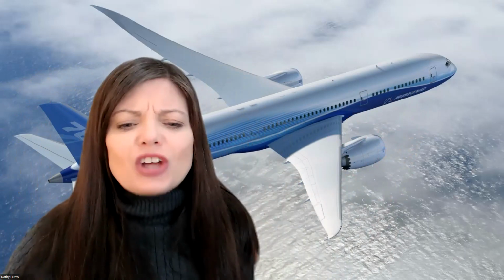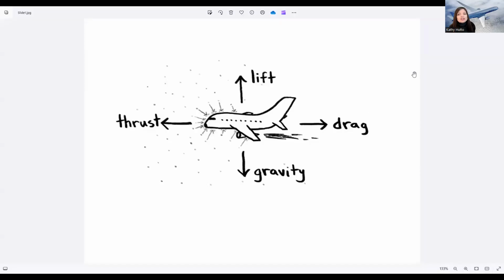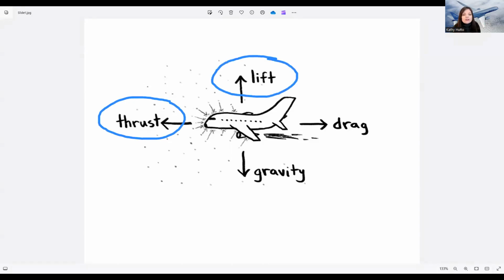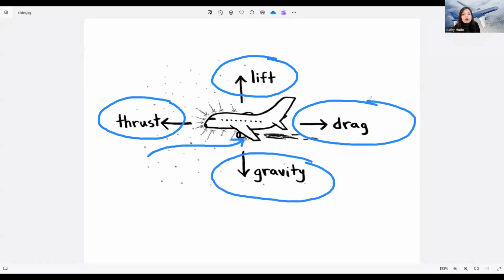Now, how does this big, giant, heavy plane stay up in the air? Well, it has to do with four forces that work together to help keep the plane up and keep the plane going. The first force is called thrust. The engines help thrust or push the plane forward. The next force is called lift. Air flows underneath the wings and helps to lift up the plane. The next force is gravity. Gravity is always pulling objects that are up down to the earth. And the last force is called drag. That's what slows the plane down.